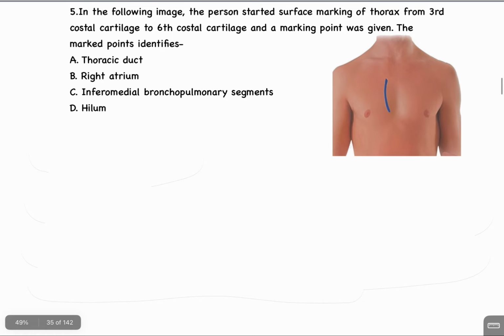Question number 5. In the following image, the person started surface marking of thorax from third costal cartilage to sixth costal cartilage, and a marking point was given. The marked point identifies A. Thoracic duct, B. Right atrium, C. Inferomedial bronchopulmonary segments, D. Hilum. Answer is B. Right atrium.